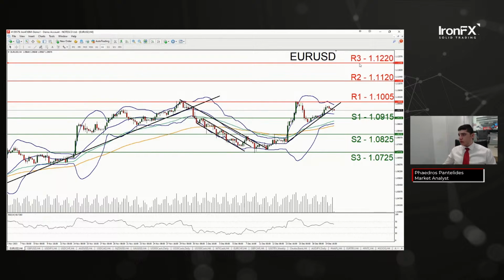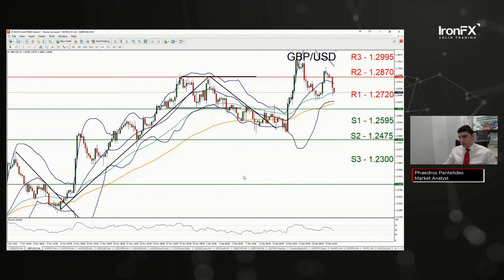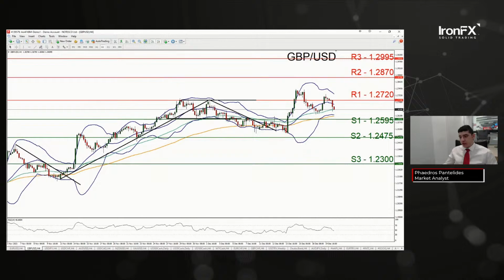So have R1, R2, R3, S1, S2, and S3. Now, in terms of financial releases, we're noting nothing major from the Eurozone today. So perhaps we may be looking for comments by Fed officials or news stemming from the US.